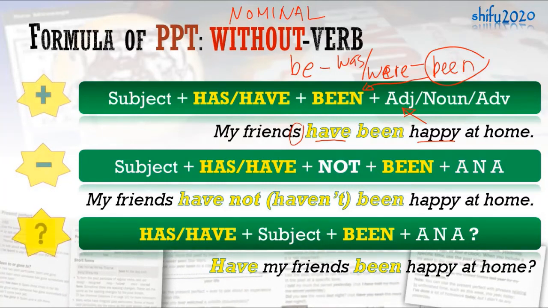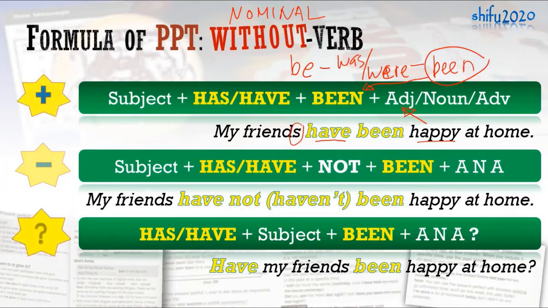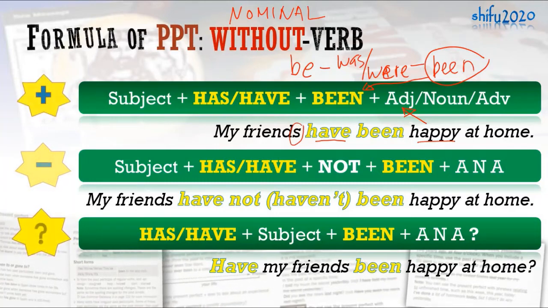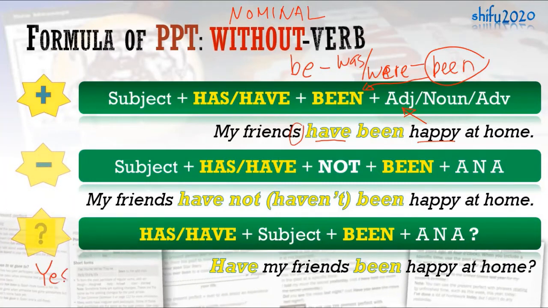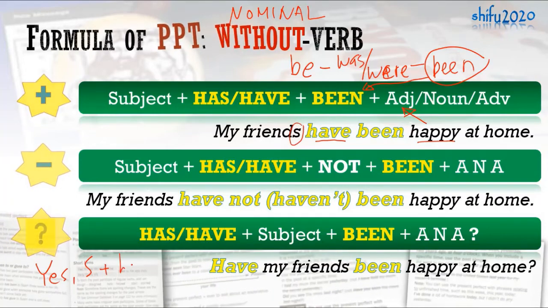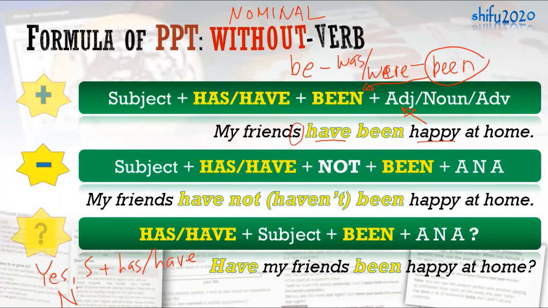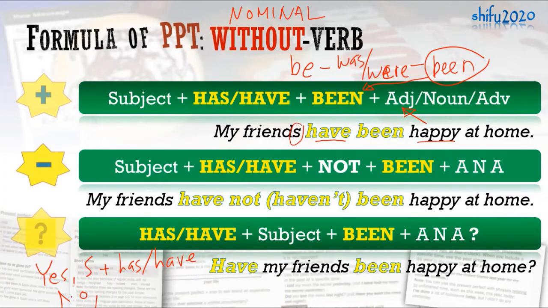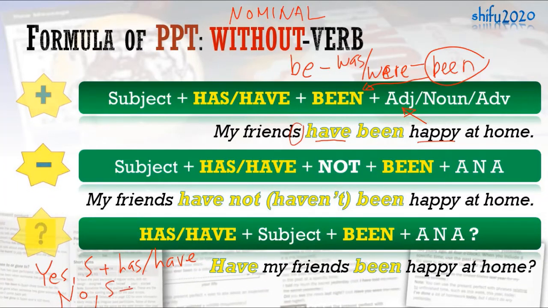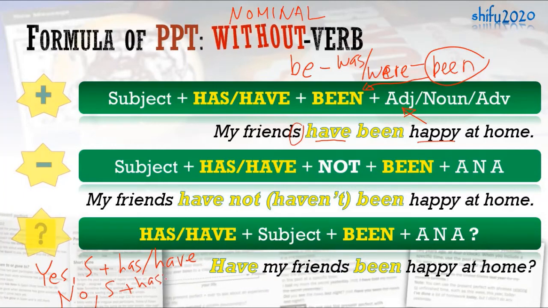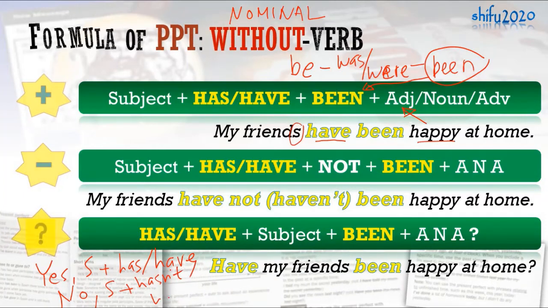How to answer this question? For with verb and without verb, it's all the same. So if it is yes, then subject plus has or have. If it is no, then subject plus hasn't or haven't.